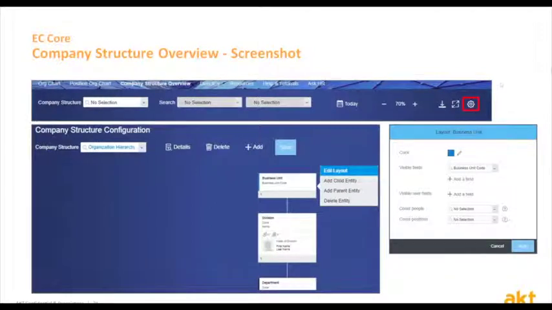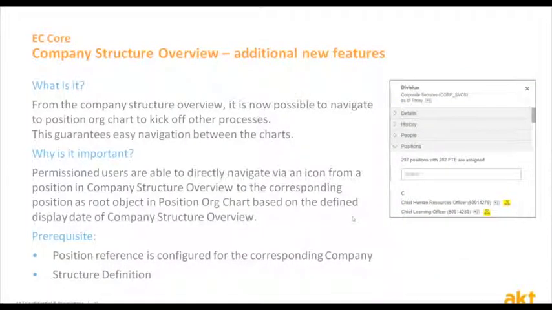Once the new permission has been granted, a new icon would be visible, which would lead you to a new page, the company structure configuration. On this page, you have the option of adding and deleting entities or changing the layout design of the specific entity selected, as shown on this screen. Layout changes include adjusting the color and content to be visible on each of the entities. As a general note, SuccessFactors designed the company structure overview to provide an additional navigation option for the user.